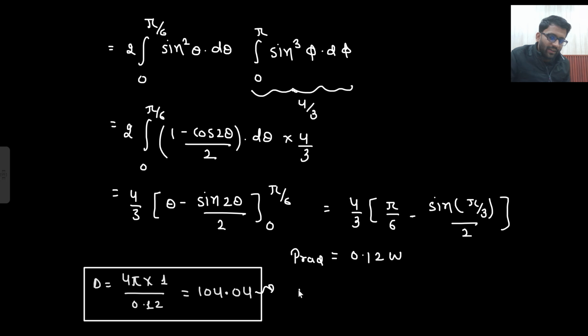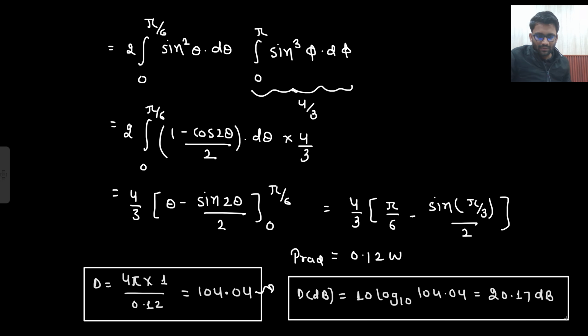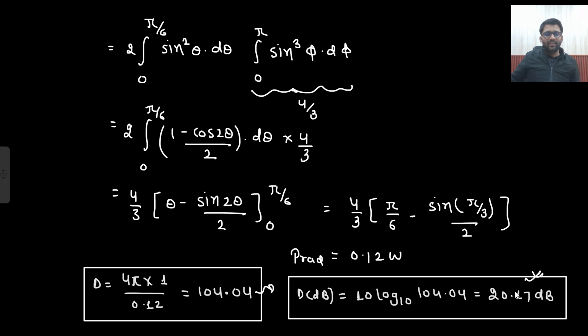So if you need to find directivity in dB, then what you need to do is 10 log 10 of 104.04. So if I take log 10 into 10, that is 20.17 dB. So this could also be one of the answers. Better chances are there that this should be mentioned. Usually directivity is mentioned in dB, in decimal.